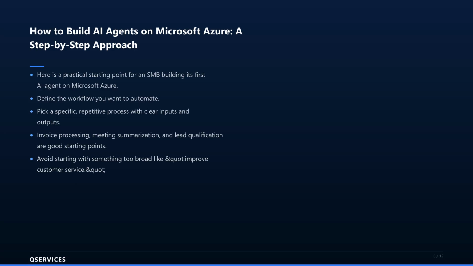Test thoroughly before deployment. Run the agent against historical data and real scenarios. Copilot Studio includes a built-in testing panel. Azure AI Foundry provides evaluation metrics for accuracy and relevance. Deploy and monitor. Deploy the agent to your chosen channel, Teams, a web interface, or a back-end process. Set up Azure Monitor alerts so you know if the agent encounters errors or behaves unexpectedly.